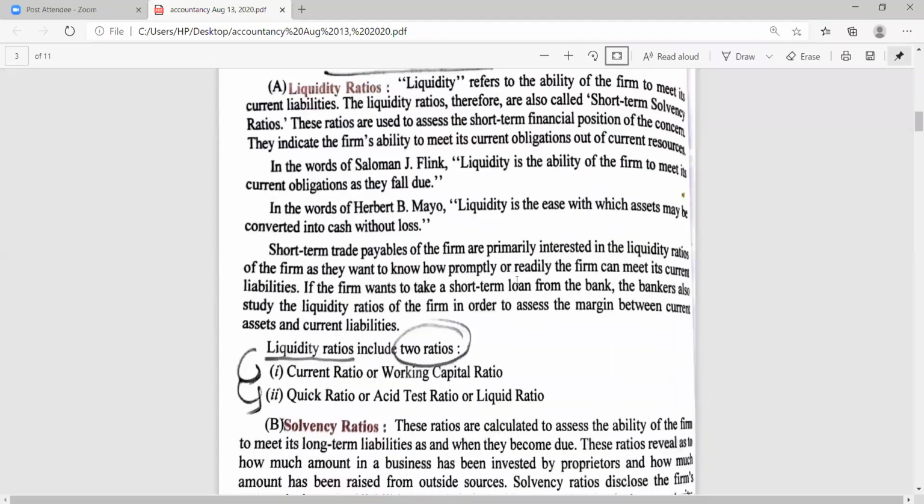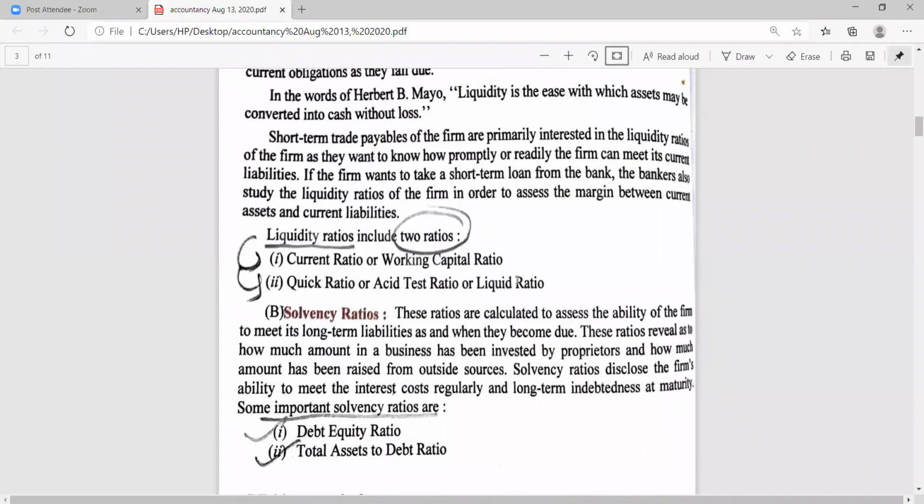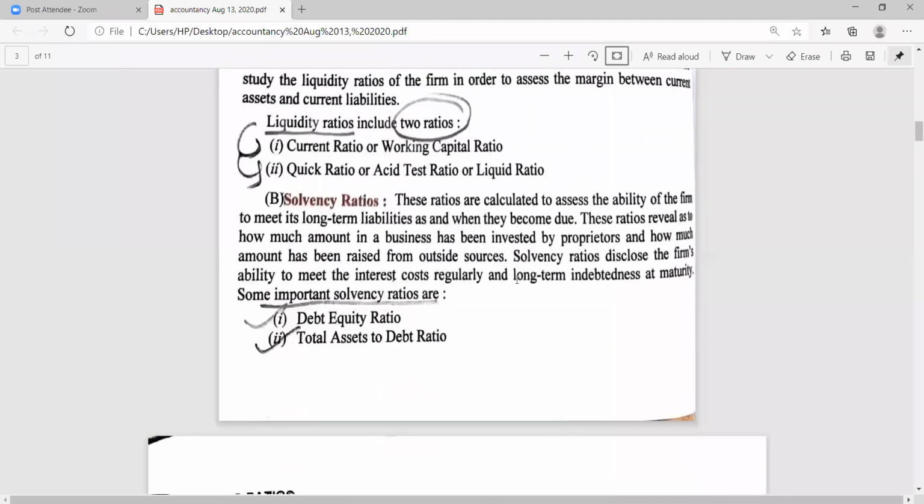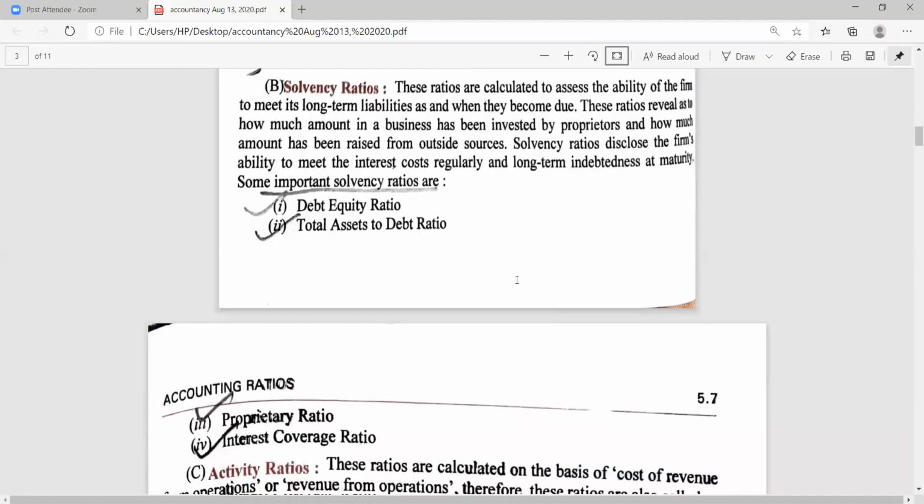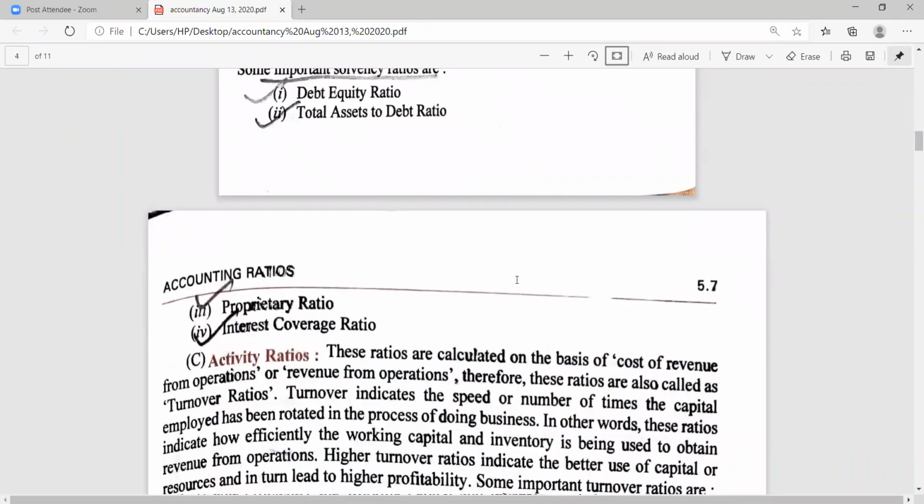Liquidity ratio has 2 branches, that is your quick ratio and current ratio. The current ratio has another name, working capital ratio, and quick ratio has another name, asset test ratio or liquid ratio. Solvency ratio also has various important types. Make 4 branches of solvency ratio, that is your debt equity ratio, total asset to debt ratio, proprietary ratio, interest coverage ratio.